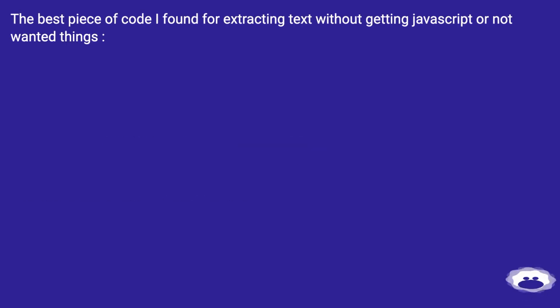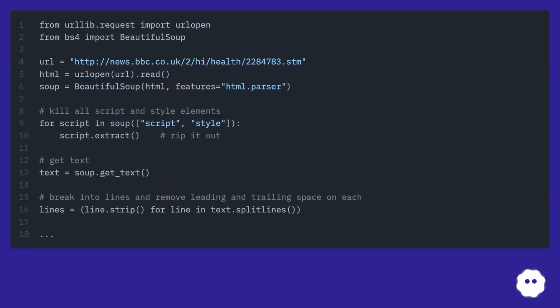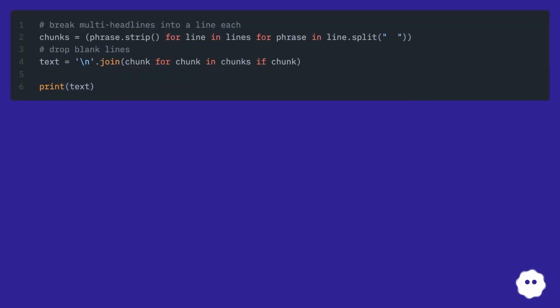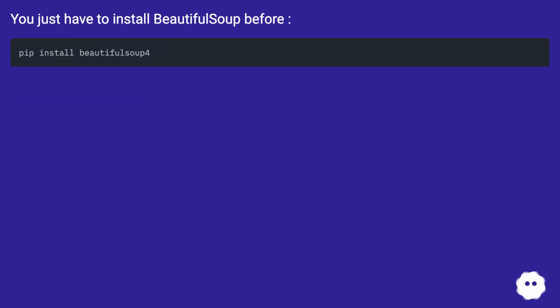The best piece of code I found for extracting text without getting JavaScript or unwanted things. You just have to install Beautiful Soup before.